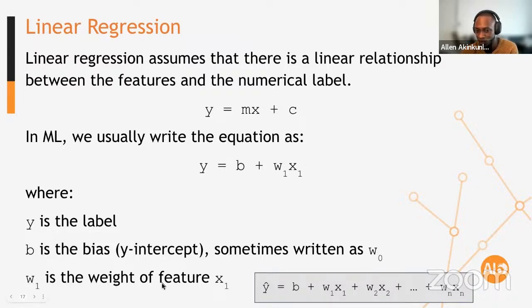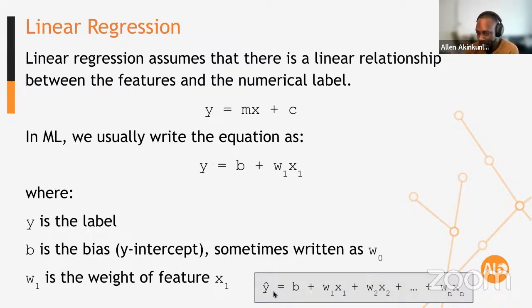So W1 is the weight of the feature X1. And each of those features has a weight, right? The weight basically tells you how much impact that feature has on predicting the label. There are some features that will predict the label better than others, so the weight will control that.